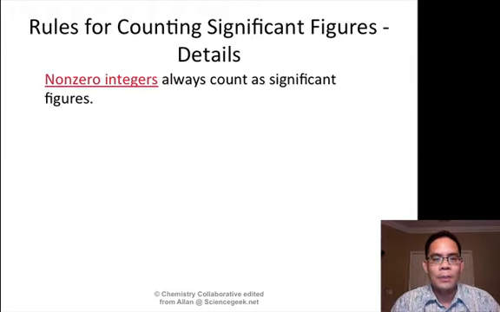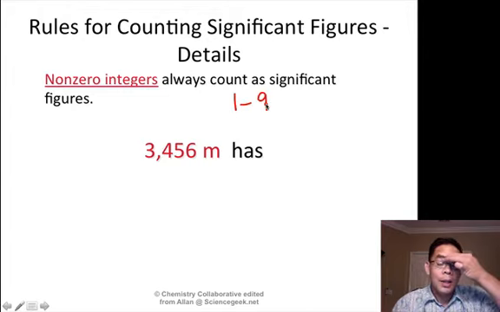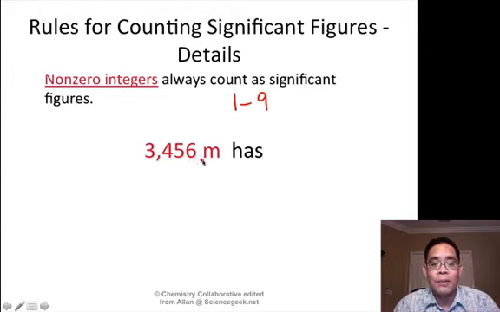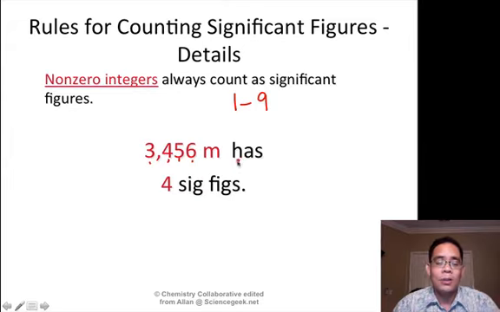The first rule is that all non-zero integers always count as significant figures. So anything between 1 through 9 is a non-zero integer. And so 3,456 meters has 1, 2, 3, 4 digits, and so we say it has 4 sig figs. All of them count because they're all non-zero digits.